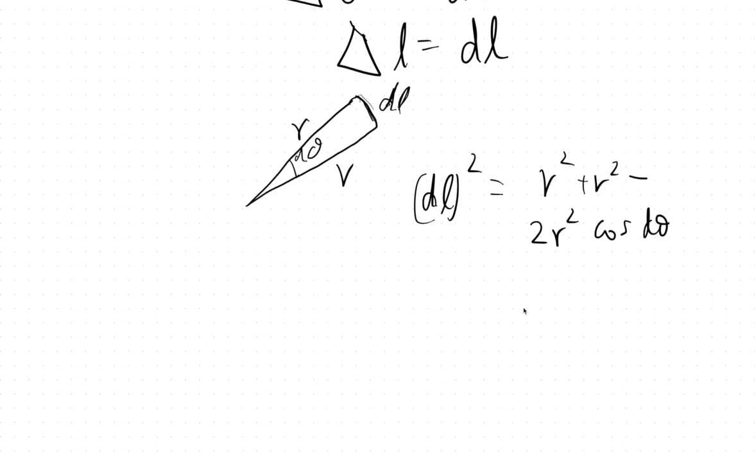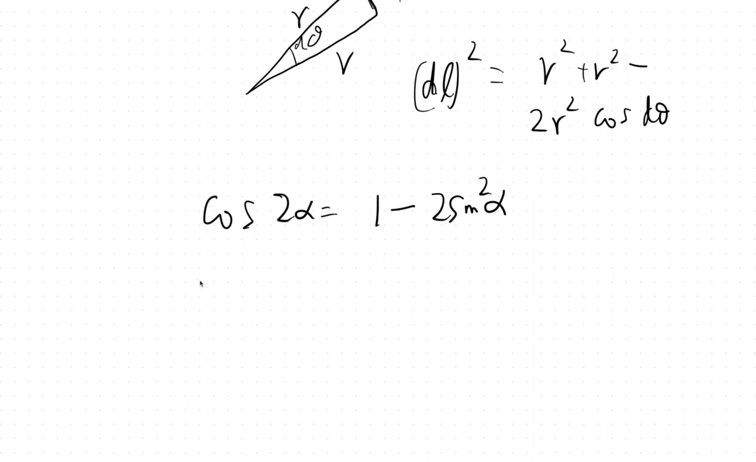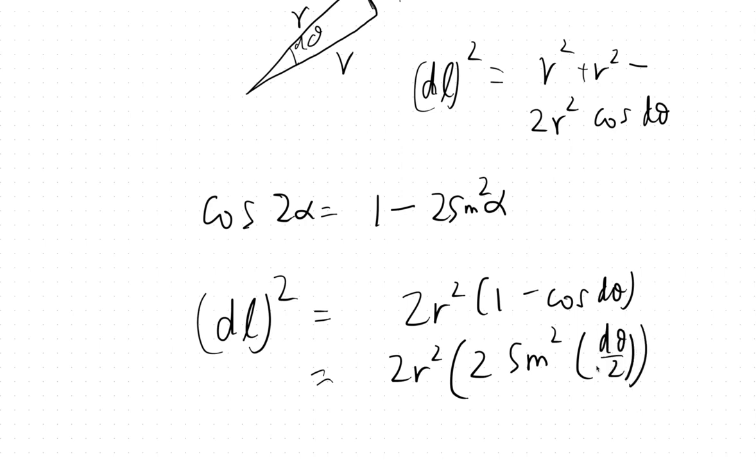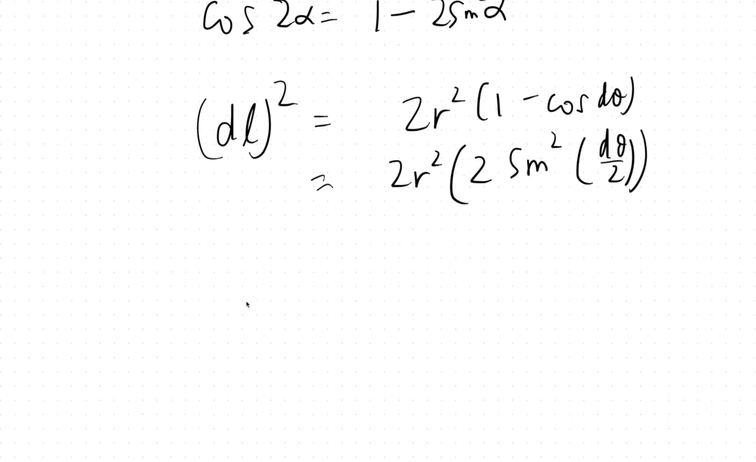And now I'm going to use the double angle property, which says that cos 2 alpha is equal to 1 minus 2 sine square alpha. Now over here, instead of alpha, I'm going to put d theta by 2. So we have dl whole square is equal to 2r square times 1 minus cos d theta, which is equal to 2r square into 2 sine square d theta by 2, and take the square root of both sides.